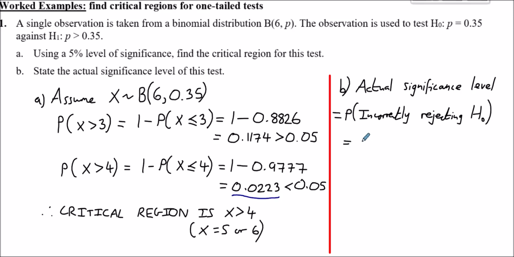So it's 0.0223 as a decimal. So because we're given a percentage for the level of significance, we may as well keep it consistent and do the same for the actual significance level. So 0.0223 is, to 3 sig figs, 2.23%. So like I said earlier, the actual level of significance is often different to the nominal level of significance.